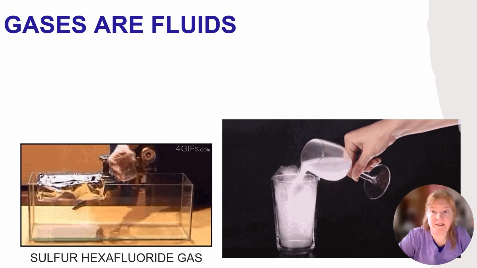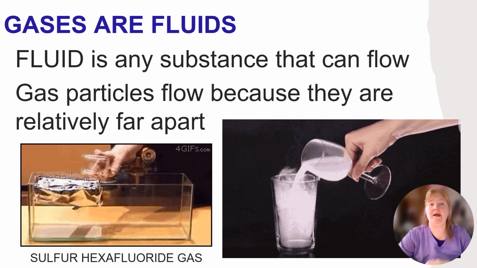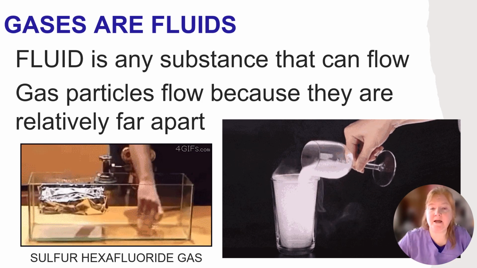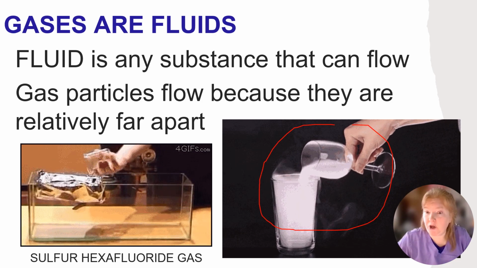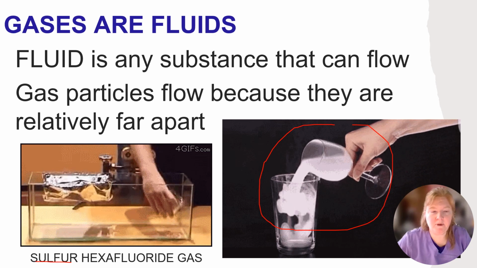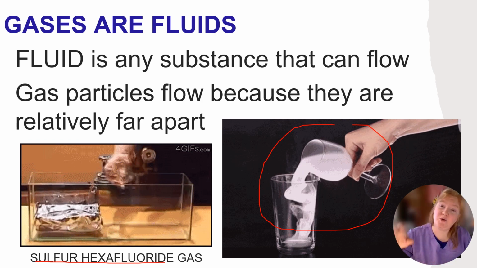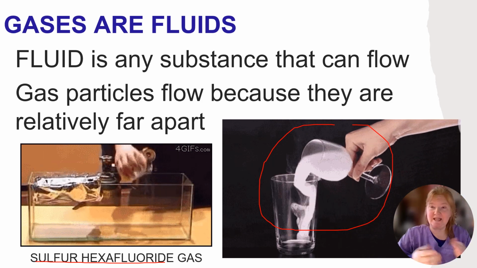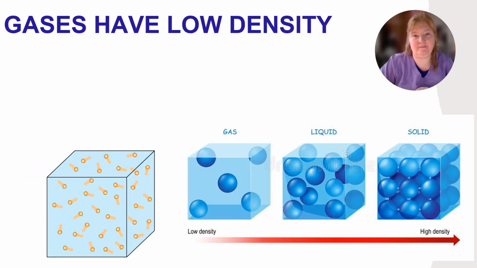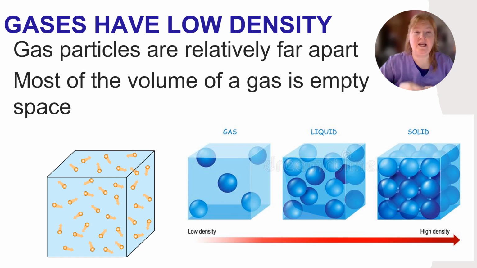Gases are fluids. A fluid is any substance that can flow, and gas particles flow because they are relatively far apart. So here you can watch, they can flow and be poured. Here with the sulfur hexafluoride, it is more dense than air, so when it is poured into that aluminum foil boat, the boat sinks.